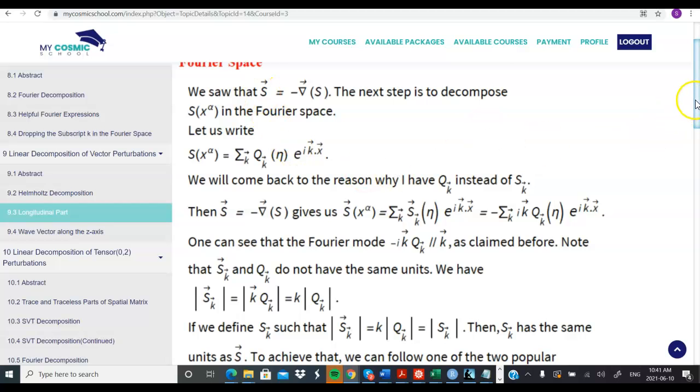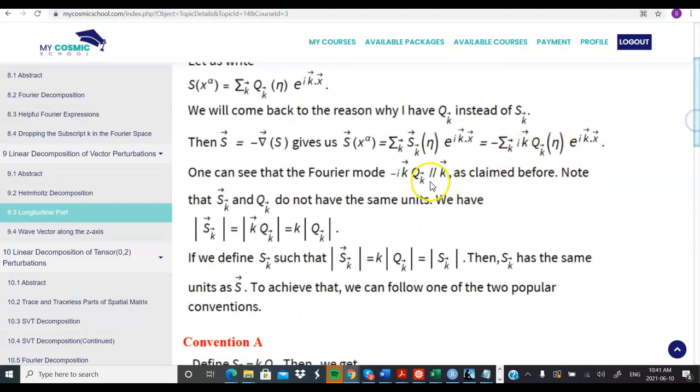So what is that scalar sk? We saw that when we decompose vector s like this, this vector sk is related to qk in this manner. So now if I define a scalar sk whose absolute value is equal to the magnitude of vector sk, then this scalar sk has the same units as the vector s.